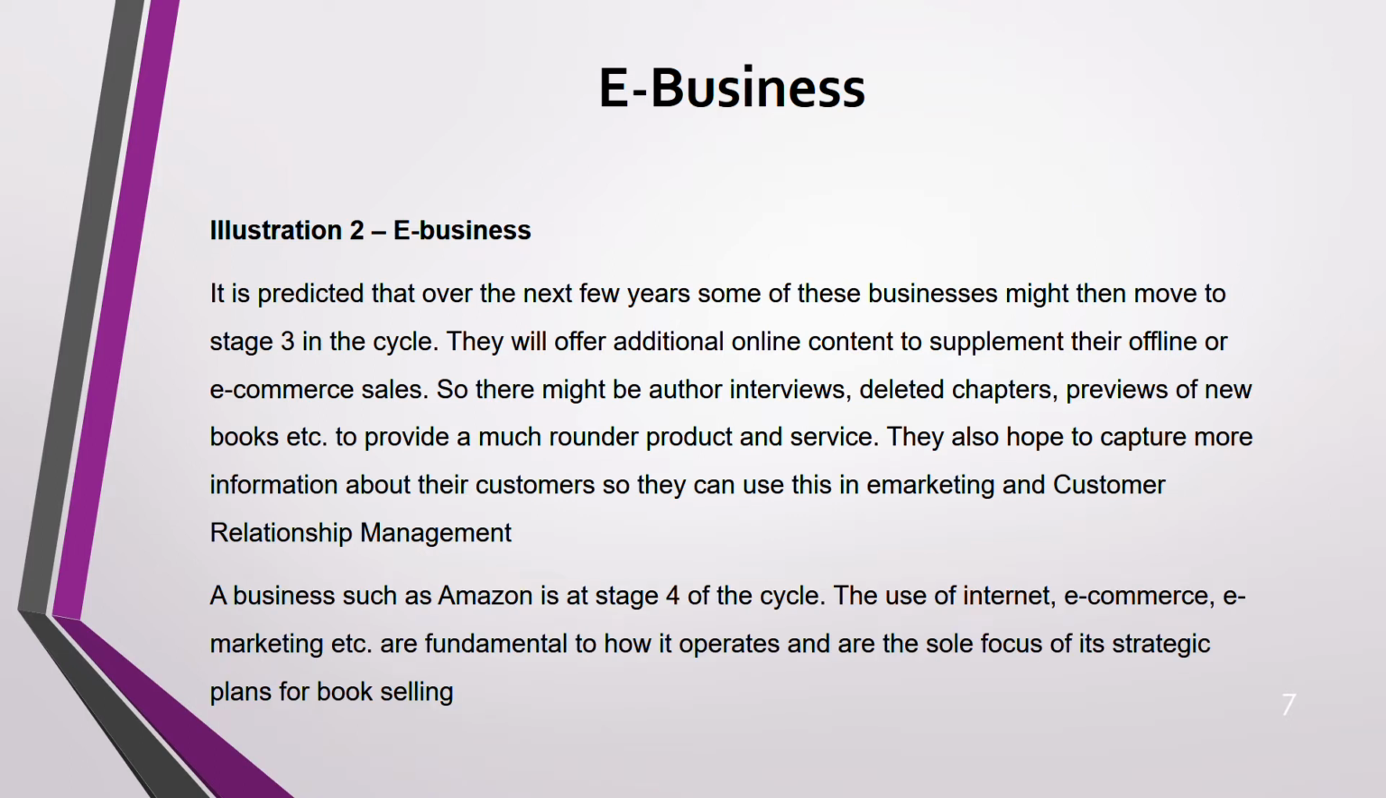Next, stage 4, and Amazon is right now at stage 4. This is their sole focus for a strategic plan for book selling. Sole means entirely, this is the platform where they are selling their books, and it's strategically very important for them because this is their sole purpose. It is not something that they have kept aside. They run their business, the main process, through this. That is e-business, stage 4. I hope this illustration gives you a better idea of the stages of e-business.